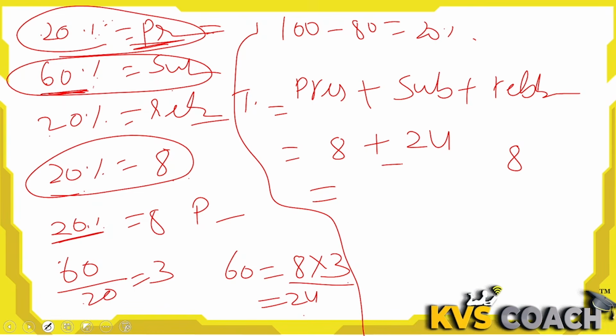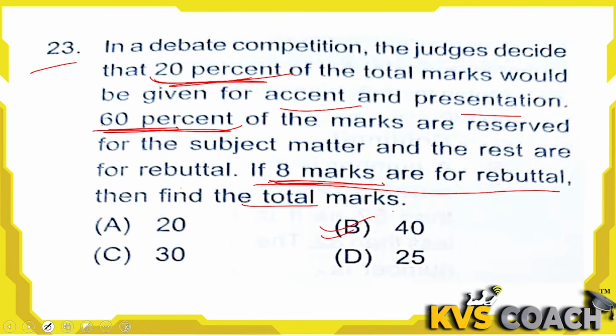Here we have to add all the marks, that is 40 total. So it means total marks there were 40. Option B is the right answer here.